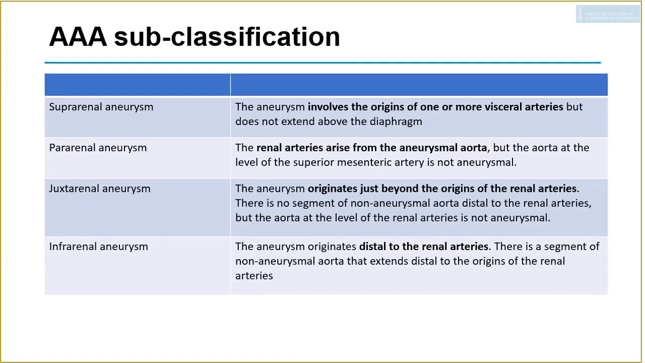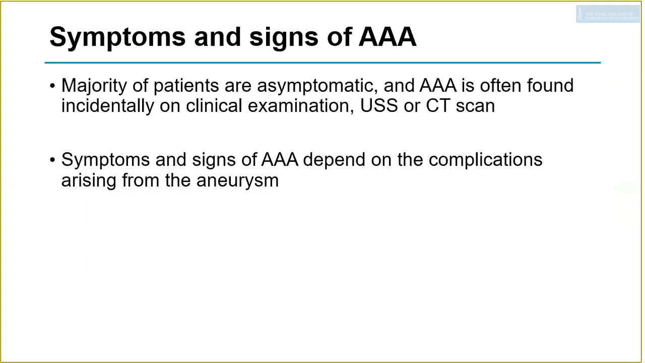We also have commonly infrarenal aneurysm, which is what we normally like to see as vascular surgeons, as they're probably easy to manage. These aneurysms often originate distal to the renal arteries. There's a segment of non-aneurysmal aorta that we can either stitch to, or put a stent to land and seal. So typically, what sort of symptoms and signs do you get with patients with abdominal aortic aneurysm?